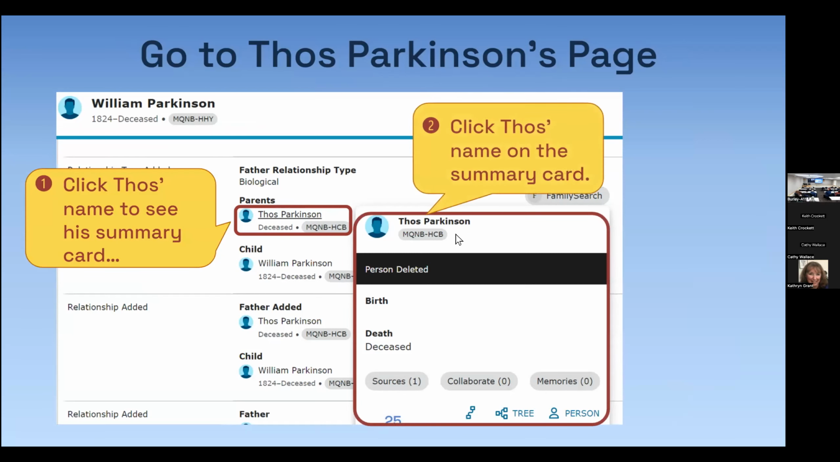And then we can click either on his name, which I'm kind of in the habit of doing, or you can click person. They both go to the same place.